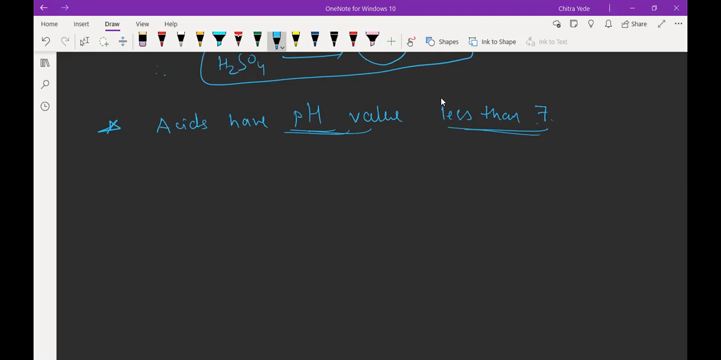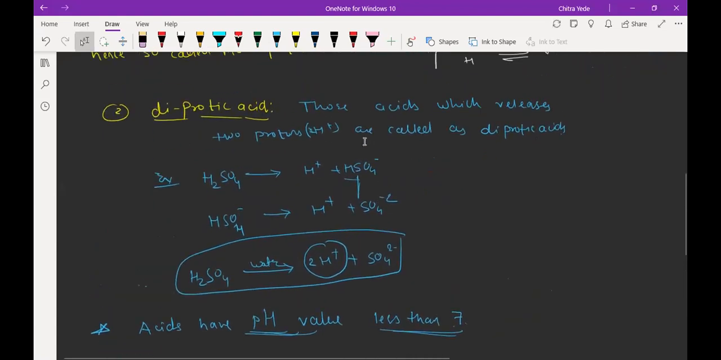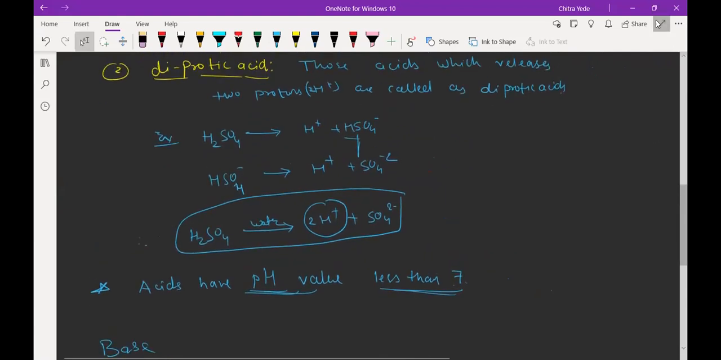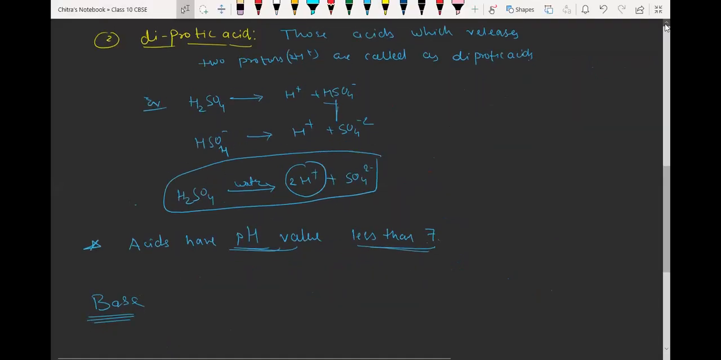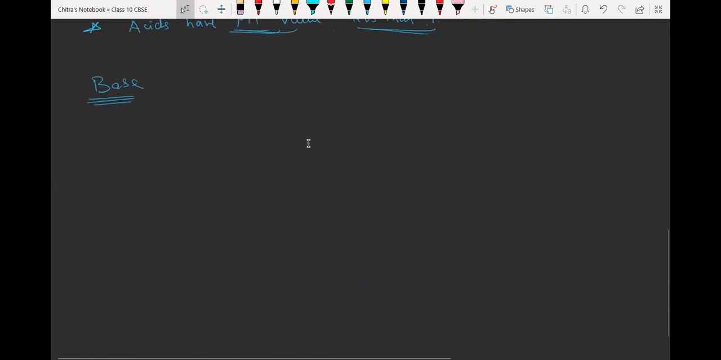Okay, so now we are going to discuss the base. Any doubt till here? No, sir. Okay. Again, I want you to take a screenshot from here. Wait a second. Done, sir. Okay. Everyone done? Yes, sir.